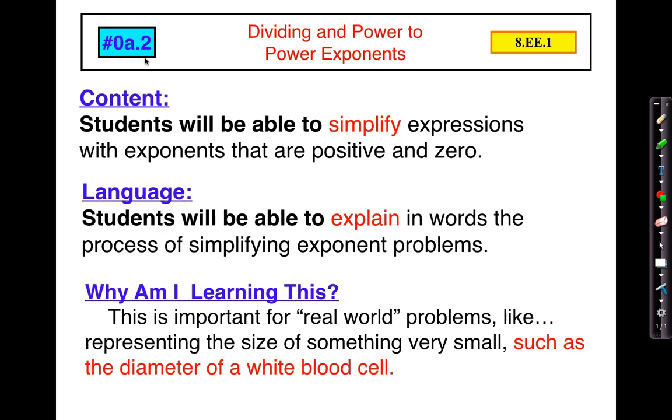Why am I learning this? Well, it's important for real-world problems like representing the size of something very small, such as the diameter of a white blood cell.